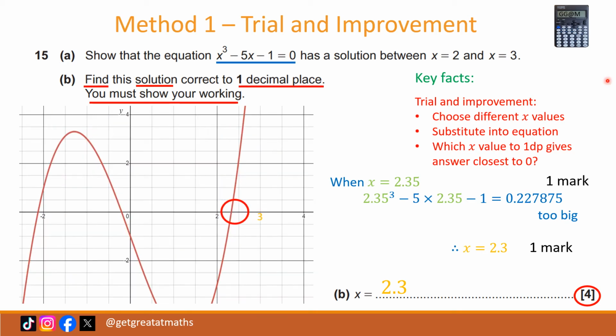Now again, looking at the graph of this question, if you typed in the equation x cubed minus 5x minus 1 equals y, you would get a cubic graph appearing like you can see here. The solution is where the graph crosses the x-axis. You can see there are 3 solutions where the graph crosses the x-axis, but we're only interested in the solution between 2 and 3. So here's 2 and here is 3. We're interested in this solution here, and you can see from my answer I've got 2.3. You can see the graph crosses closer to 2 than it does 3, which is why the answer is 2.3.